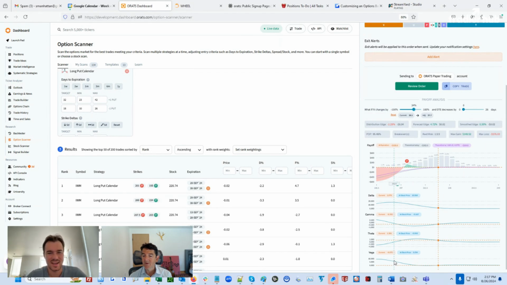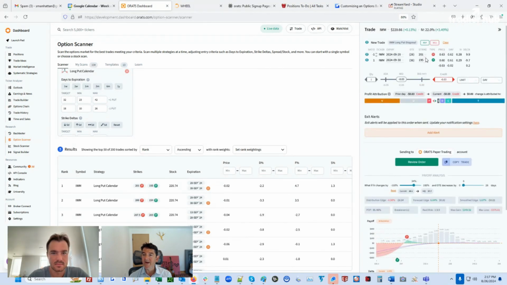That's interesting to see that chart. You don't really see that everywhere, right? Like how the Greeks are going to change as the stock price changes. Yeah, because as we get down towards these strikes, this is going to be a lot bigger Vega than the short Vega. Now it's pretty even.